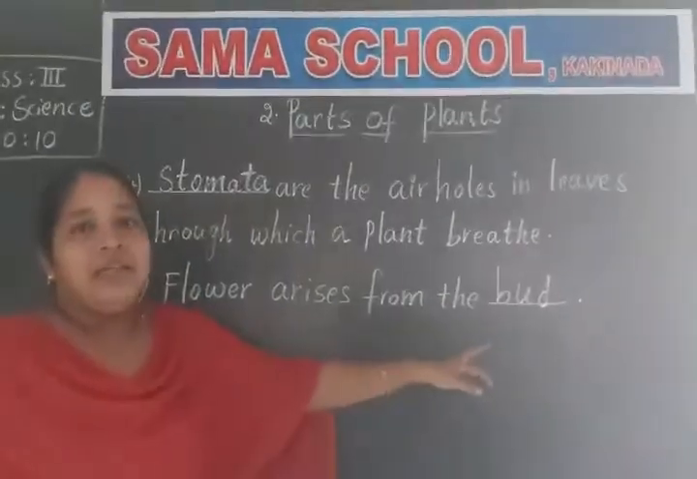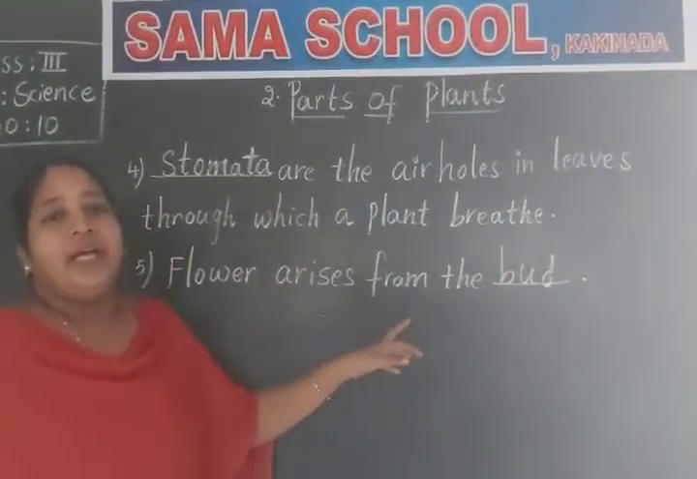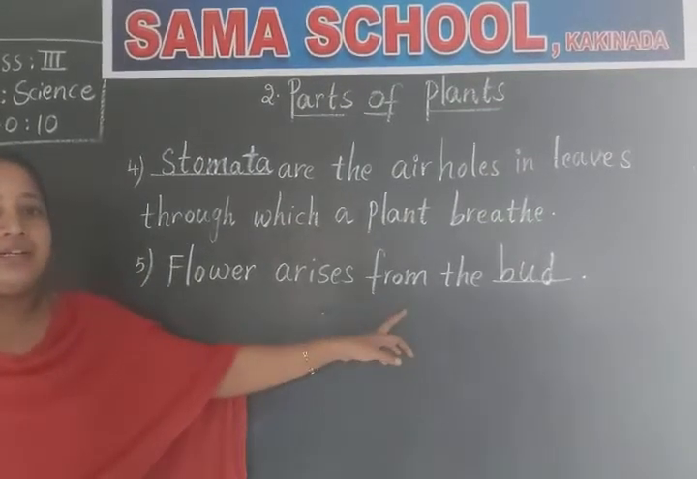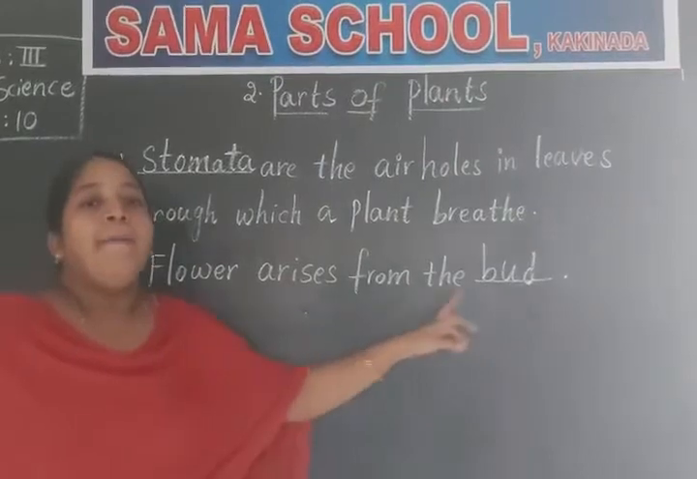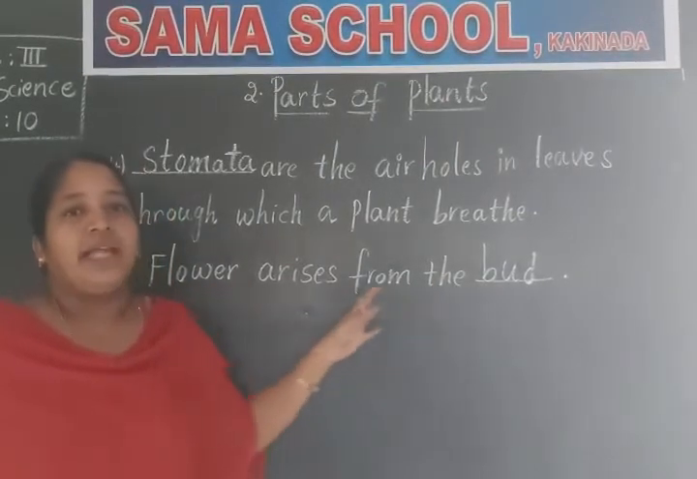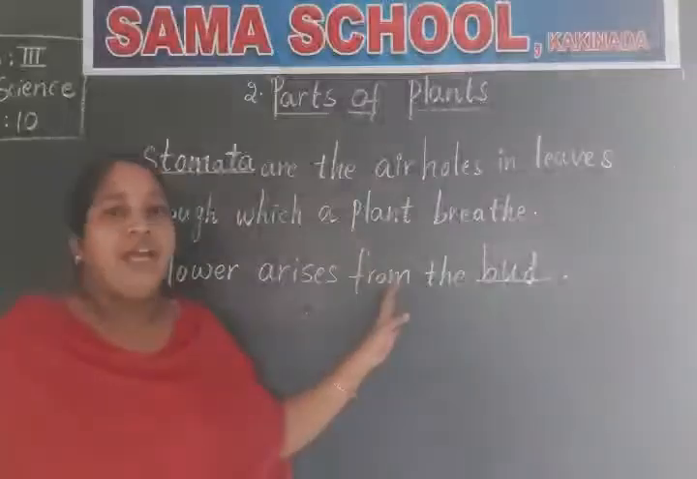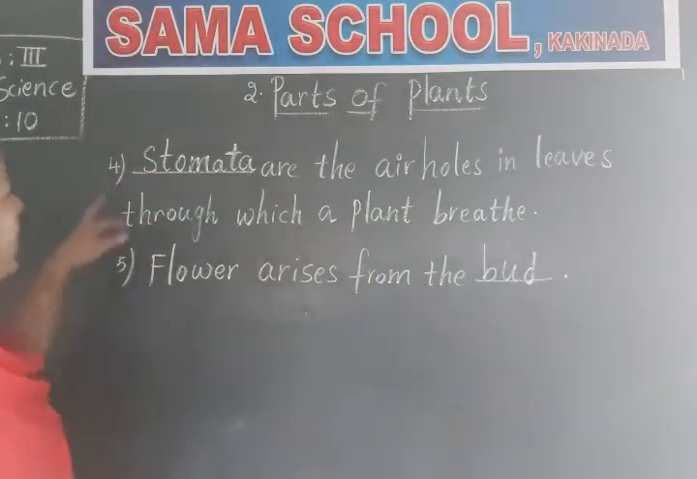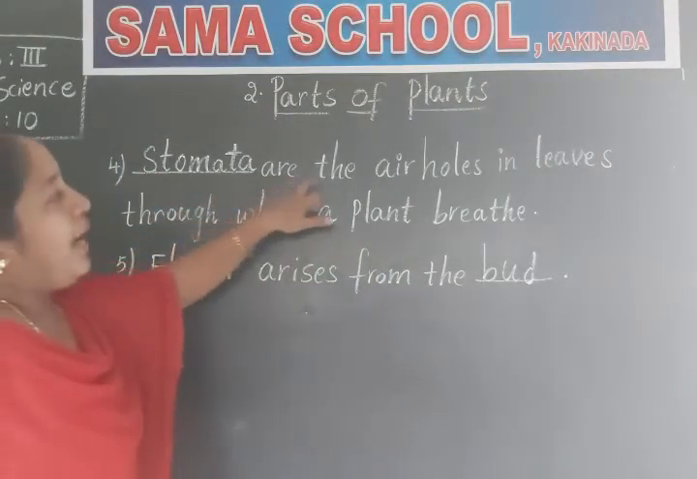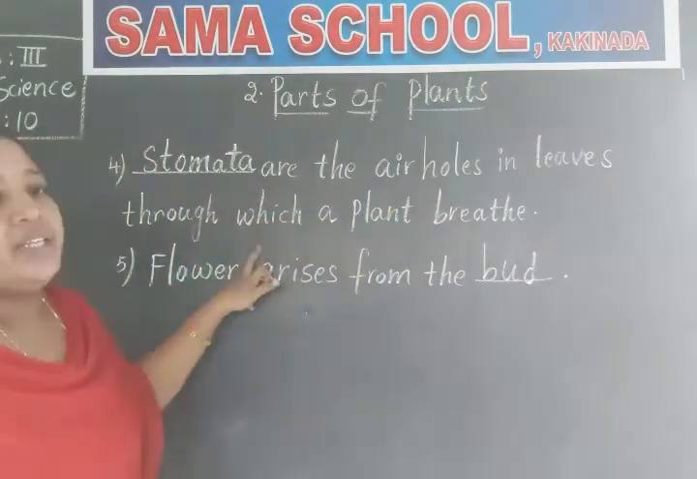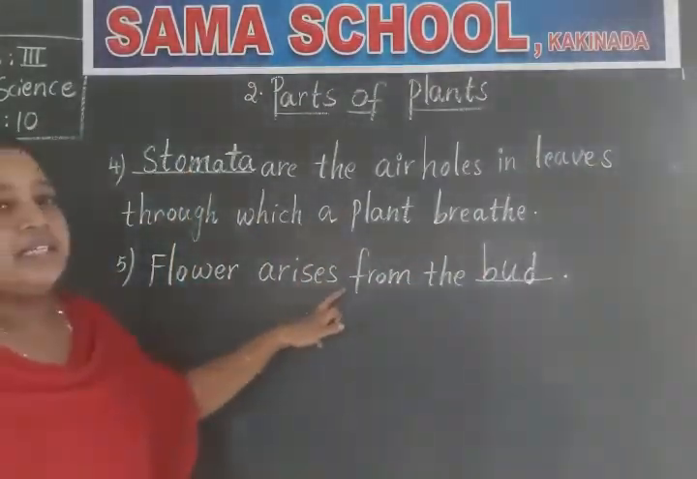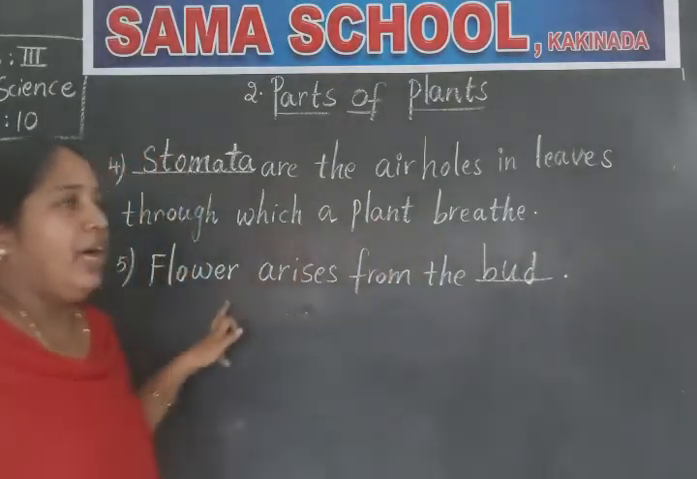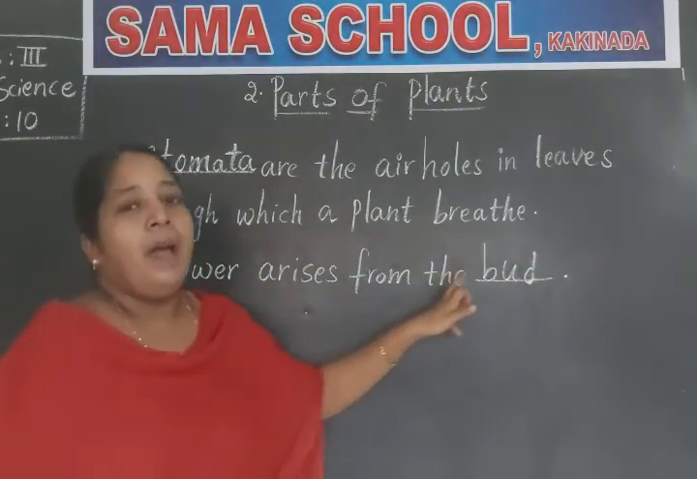So this bud later on changes into a fully grown flower. Clear, children? First the flower arises from the bud, and this bud changes into a fully grown flower. Okay, say again. Stomata are the air holes in leaves through which a plant breathes. Next one. Flower arises from the bud.